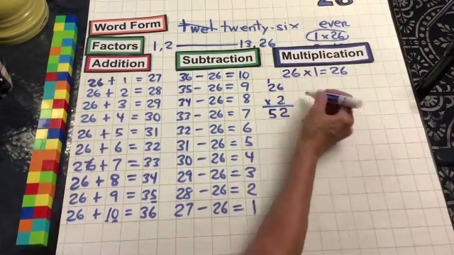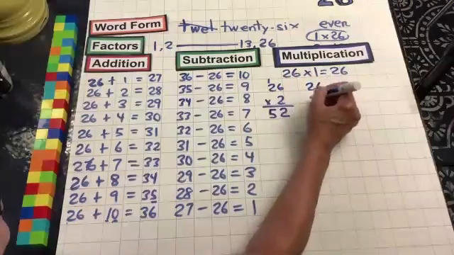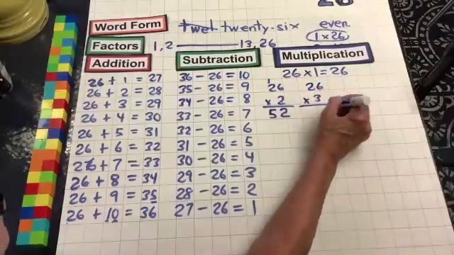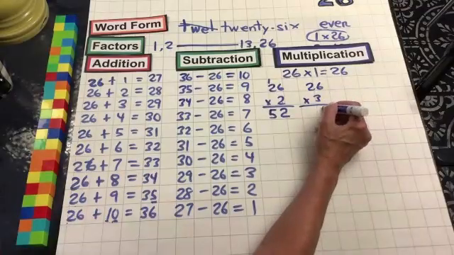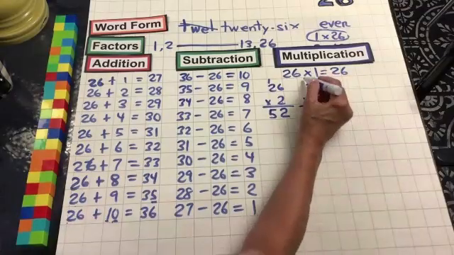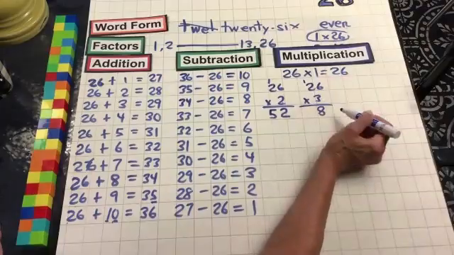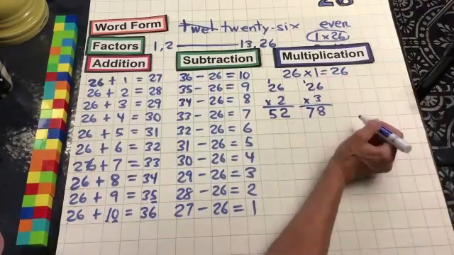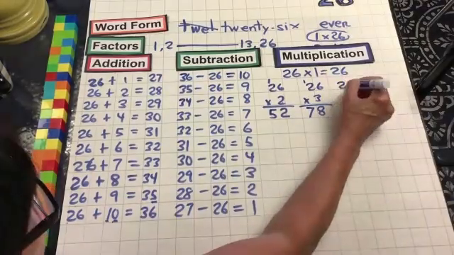So our answer is 52. 26 times 3. 3 times 6 is 18. We drop the 8, carry the 1. 3 times 2 is 6, plus 1 is 7. So the answer is 78.